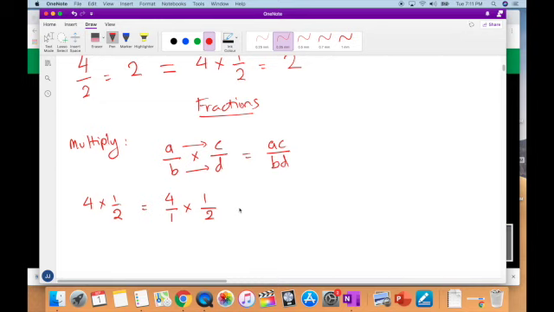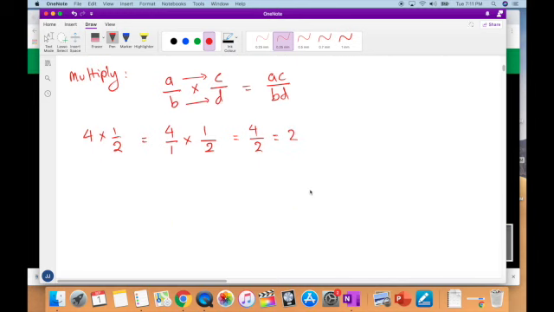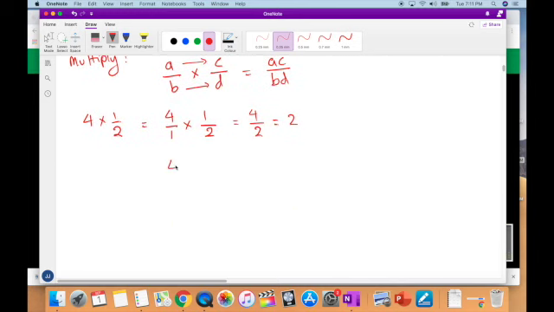Right? And what we do is we just multiply the numerators. 4 times 1 is 4. 2 times 1 is 2. So 4 divided by 2 is 2. We could have also said 4 times a half, and what we would usually do is cancel it from here. But what we are actually doing is that. That is what we are actually doing.